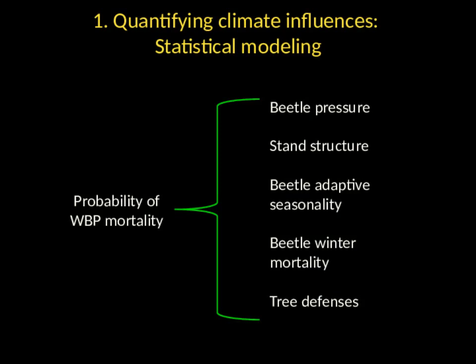So we developed a statistical model informed by the processes that we know influence beetle life cycles and the probability of a successful attack. We included how many beetles were there before, because the more there are, the easier it is for them to swamp tree defenses. We needed to know what the stand structure was like, and then we needed climate metrics that represented the adaptive seasonality, the one-year life cycle, winter mortality, and the ability of trees to defend themselves.